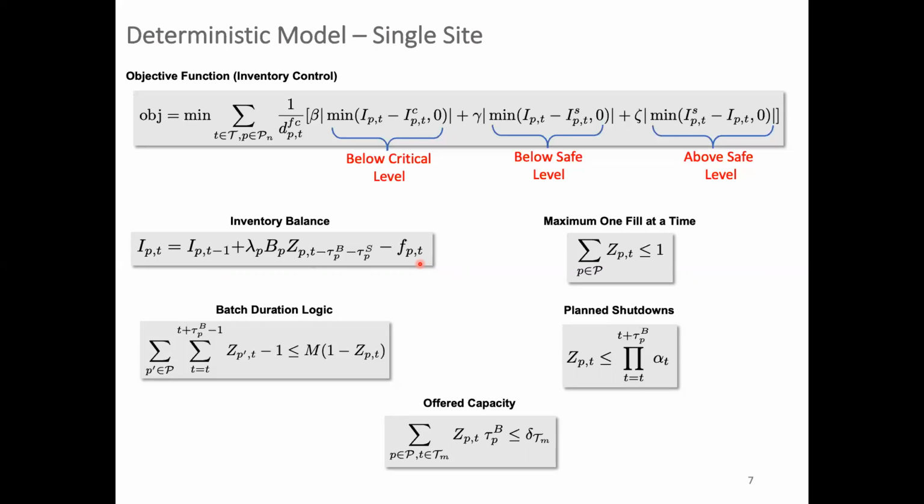Next are some logic constraints that ensure that no two batches of a drug production overlap in time. Following that, we also have a batch duration logic, which captures the processing time of producing a drug and makes sure no other drug is being manufactured at the same time. Following that, it is easy to capture the planned shutdown and offered capacity limits of the manufacturing sites.